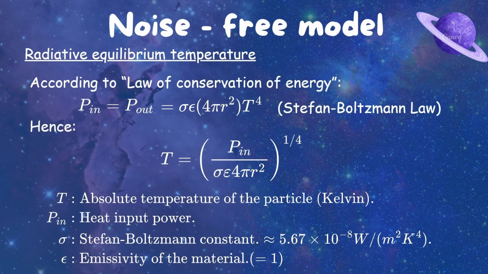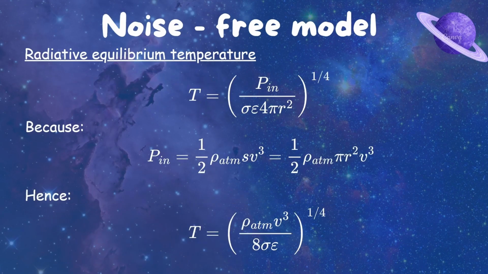Simultaneously, the particle cools by radiating heat. This power output is governed by the Stefan-Boltzmann law. Because we assume the particle is in radiative equilibrium, by setting P-in equal to P-out, we can solve for the particle's temperature, T. By plugging P into the formula of T, we get the reduced formula of T shown at the bottom.